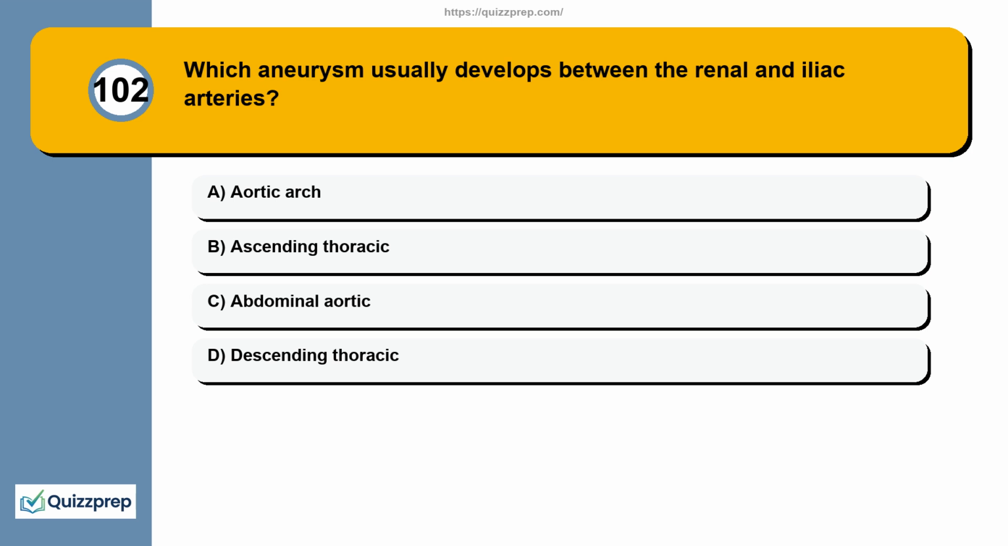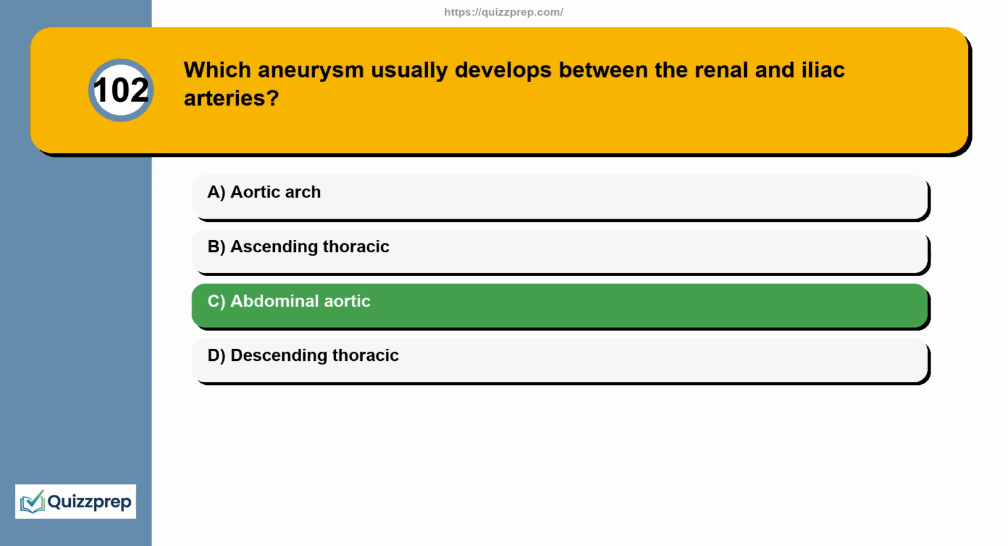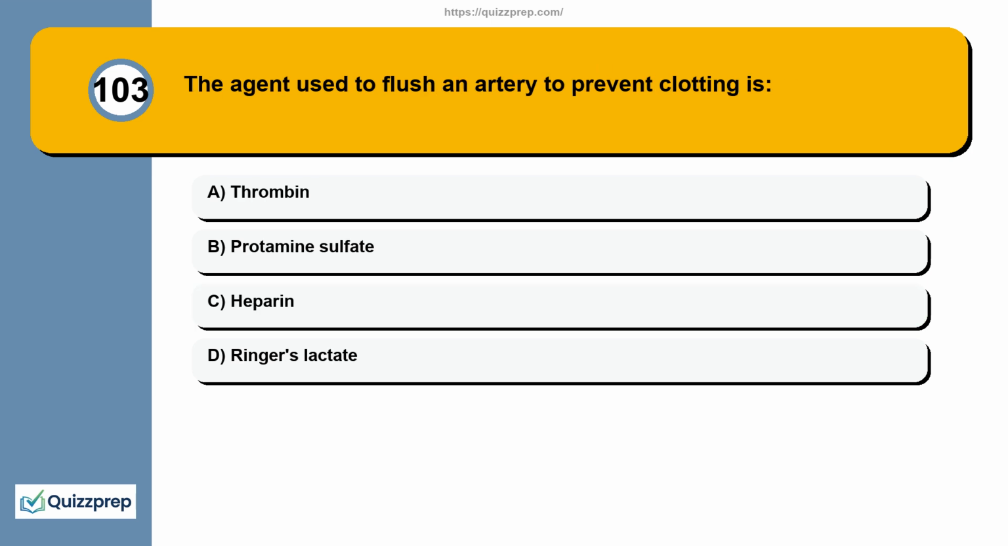Option A, aortic arch. Option B, ascending thoracic. Option C, abdominal aortic. Option D, descending thoracic. The correct answer is option C, abdominal aortic. Question 103. The agent used to flush an artery to prevent clotting is: option A, thrombin.